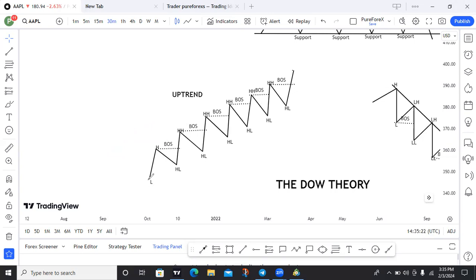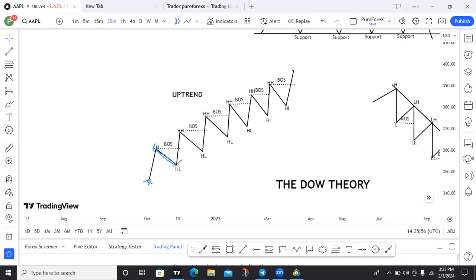Take, for instance, maybe price started from this point here. This is a low and price moved to this point before price retraced. This movement here is what we call an impulse, and this one can be called a correction, retracement, or pullback. Price moved to this point, price retraced, it created a high, and then price retraced and created another low. The reason why this one is called a higher low is that it is higher than the previous low here.